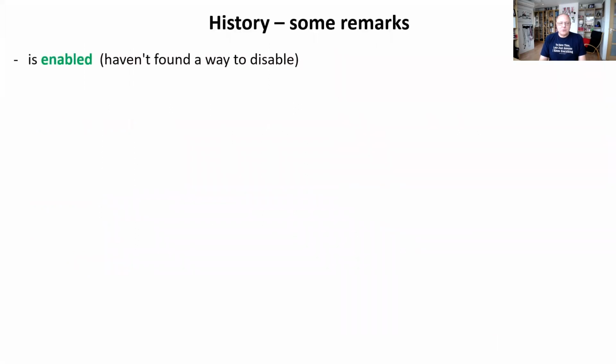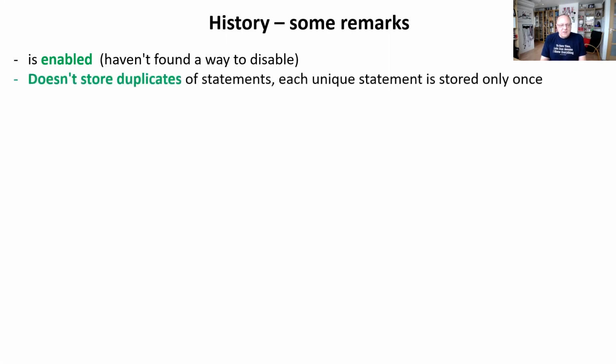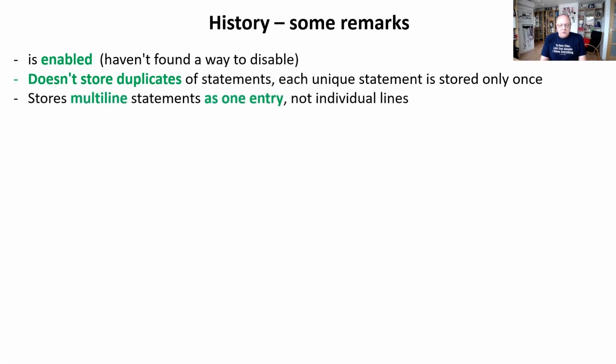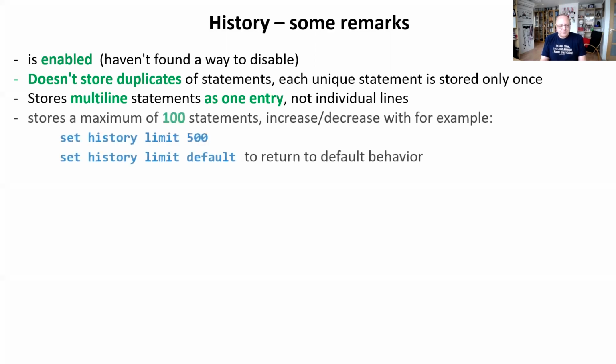History is enabled by default, and so far I have not found a way to disable it, but I don't have a reason to disable it anyway, so I don't really care about that. Duplicate statements are not stored. Every unique statement is just stored once in your history, and that's it. Multi-line commands are in there as one entry, as we have seen. You do not get your individual lines, but the entire statement.